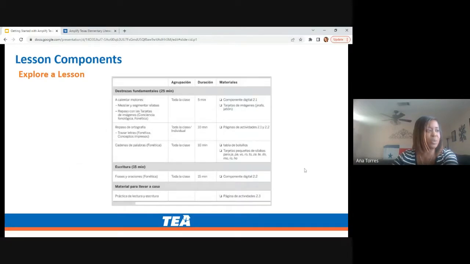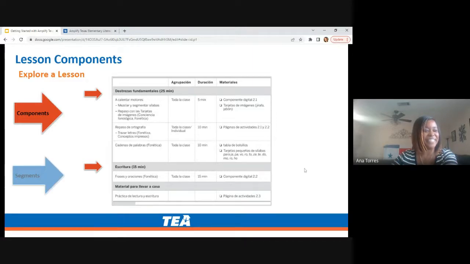Now as we move to looking at our lesson at a glance, once again, some of you are like, oh, I know what those are already. Those lesson components are my foundational skills and my writing. And then what are those lesson segments? See if you know those. You know them, don't you?